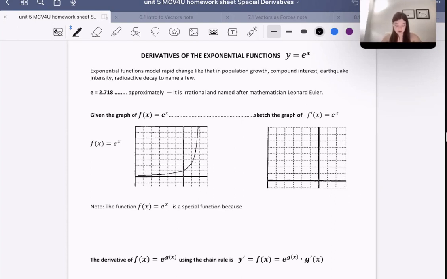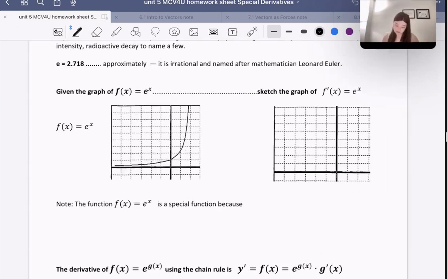e is approximately 2.718 and so on, right? It's irrational and named after the mathematician Leonhard Euler. So it's kind of like pi in that sense, right? It's a never-ending decimal that continues and continues. It's not a rational number, otherwise we'd be able to put it into fraction form, but we can't because it's not rational. So that's just a reminder of what e is.